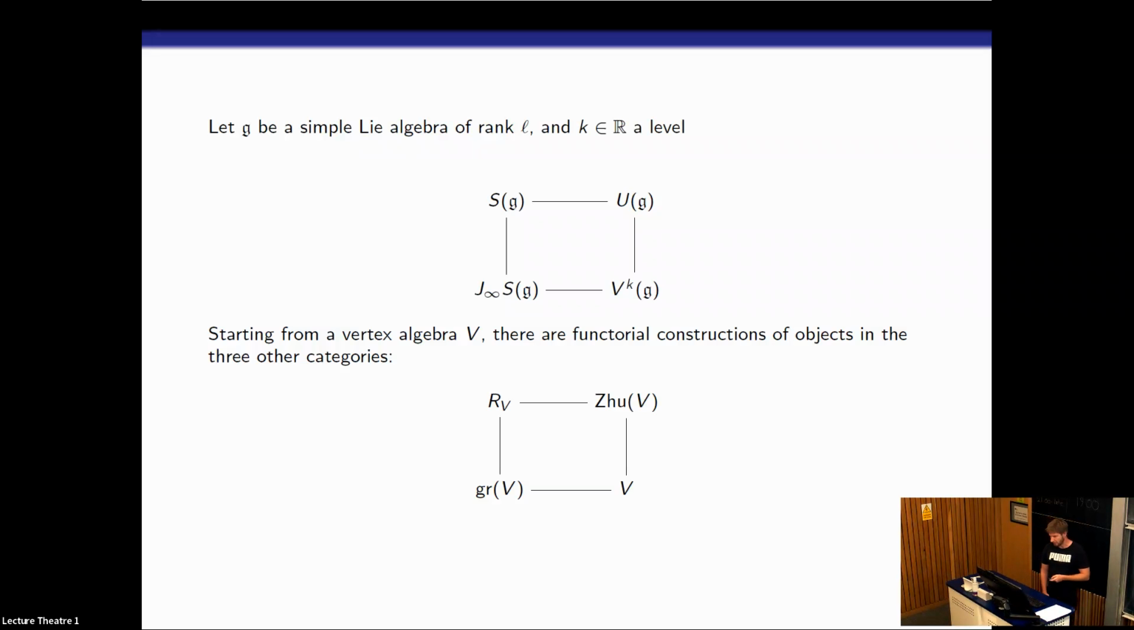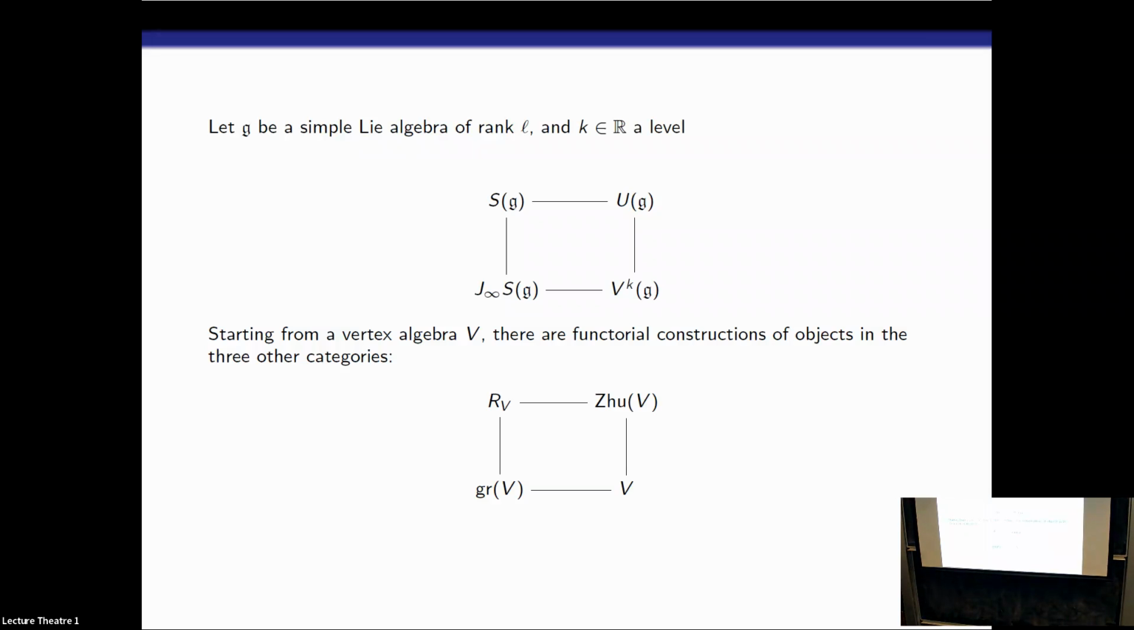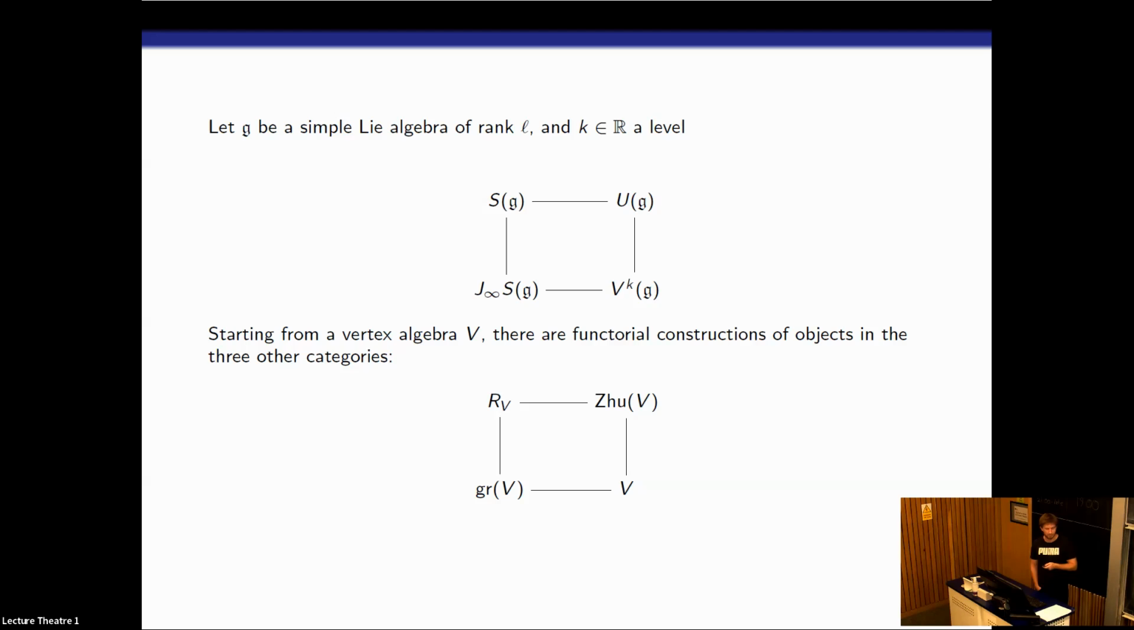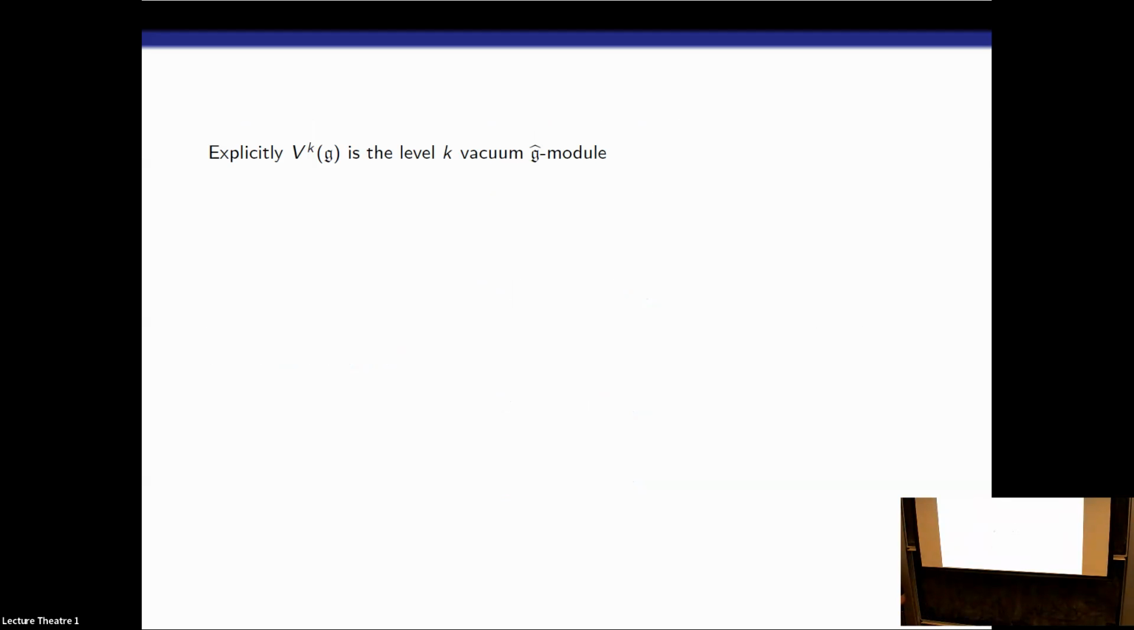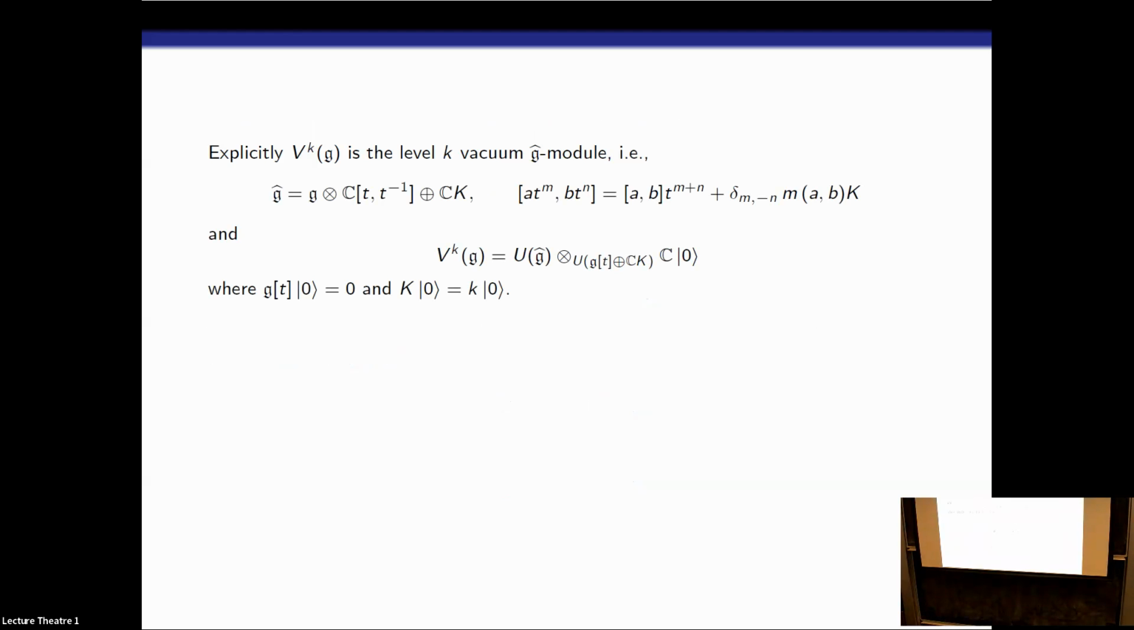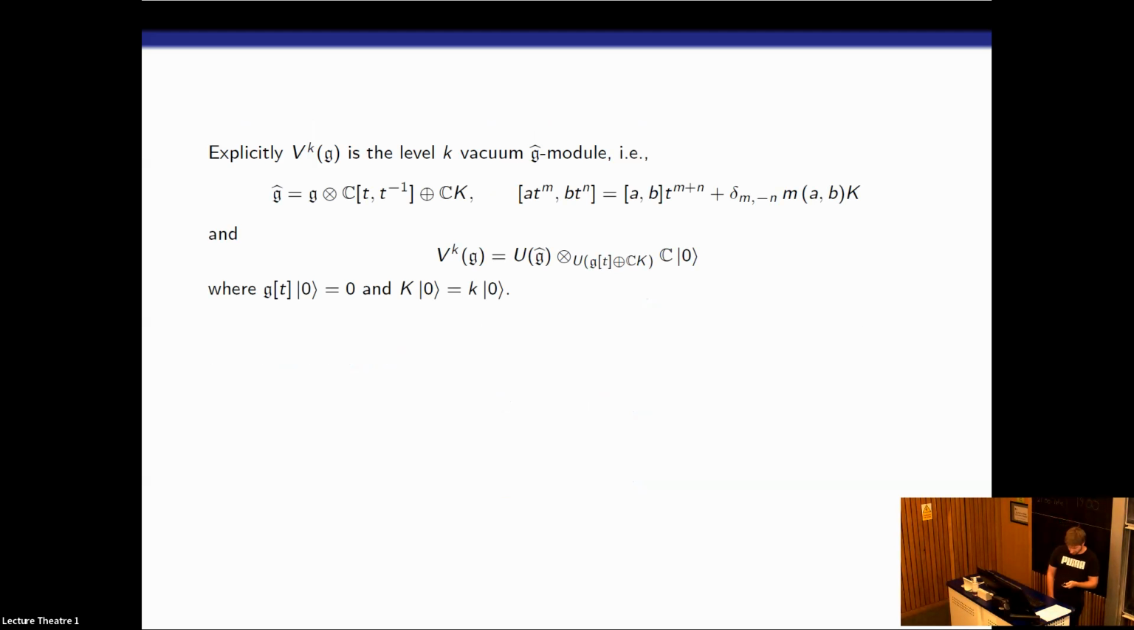Let me comment too that if you have a vertex algebra V in general, then we have functorially associated objects in these other three categories, R of V, which is a Poisson algebra, which is an associative algebra as well. Explicitly, V_k of G, whose definition we've also seen already, is the vacuum module for G hat, the untwisted affine Lie algebra associated to G.